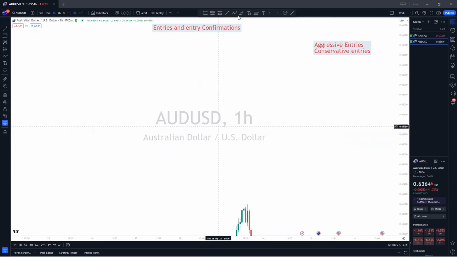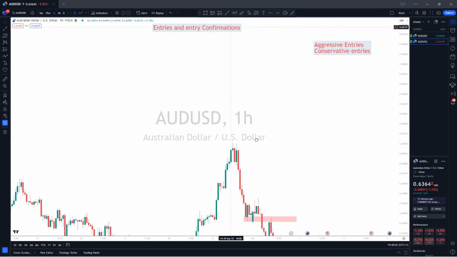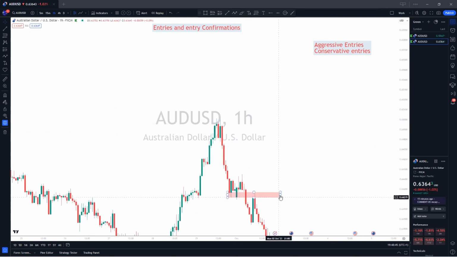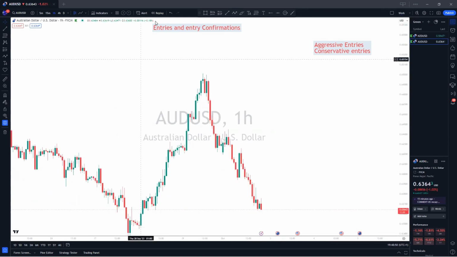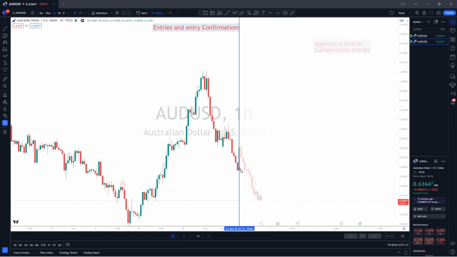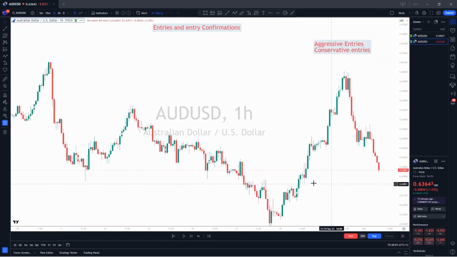Now, when it comes to conservative entries, instead of price tapping into our zone, or let me show you guys examples of aggressive entries. So I think this was an analysis I did this morning, but then I did not take it. I've been on the road throughout today. I just came back a while ago, sir.